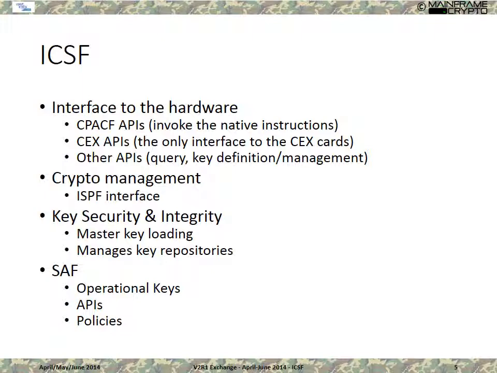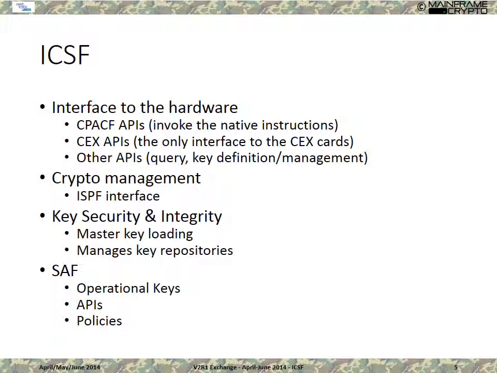In addition, there are a number of other APIs that aren't specifically tied to hardware. Those APIs include things like query functions. So there's a query algorithm API, so you can find out what algorithms are available in your environment. There's a hardware query, so you can see what devices are installed and look at what specifically is available on those devices. There's also a number of APIs for key definition and key management.